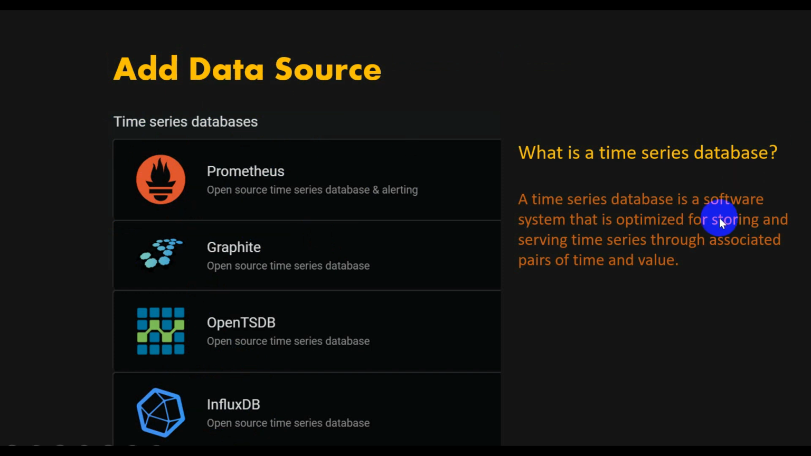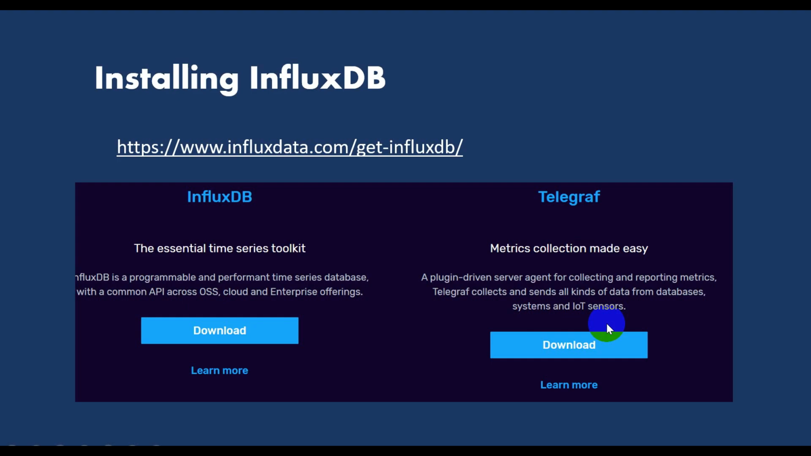So what is time series database? A time series database is a software system that is optimized for storing and serving time series through associated pairs of the time and value. So this data is related with the timestamp. So this is called time series database. So we are going to use InfluxDB.